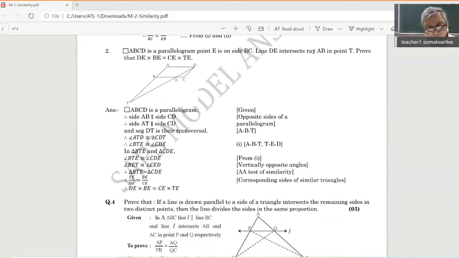Such type of problems they can ask you for 2 or 3 marks also. Remember this one. The only thing we have to do is to prove two triangles are similar, where one is vertically opposite, we are observing. Only think about why, given that ABCD is a parallelogram. On the basis of that, search for alternate angles and get the answer.